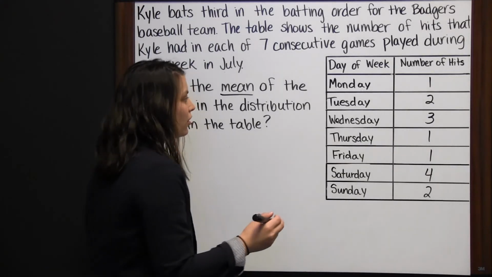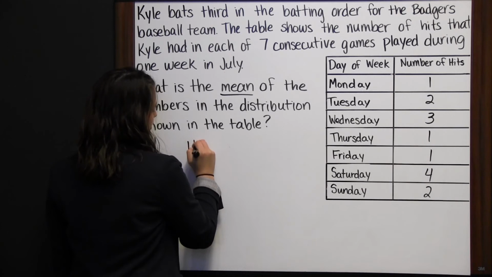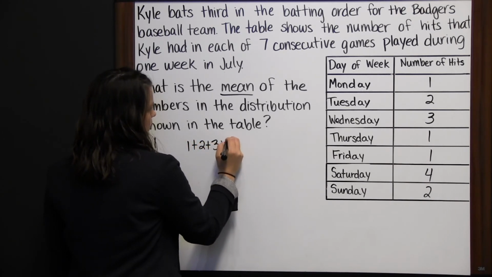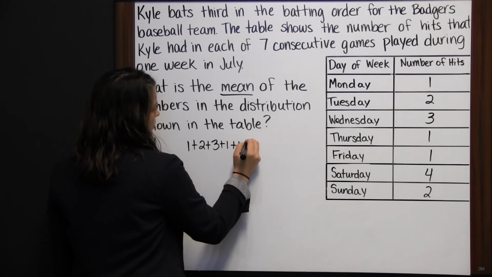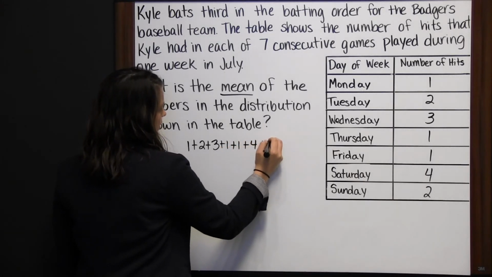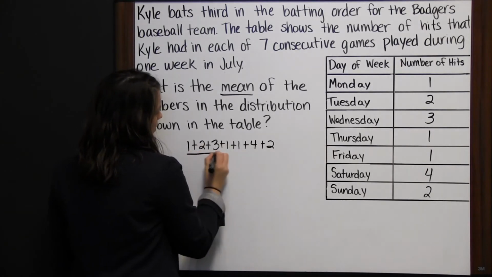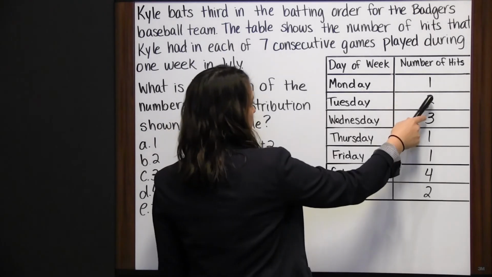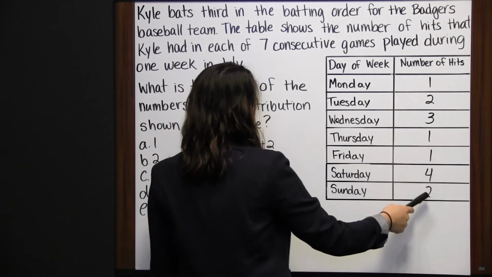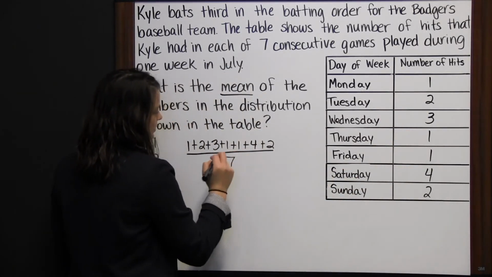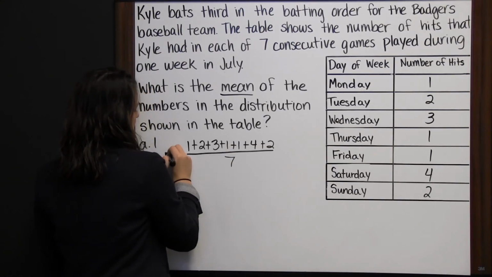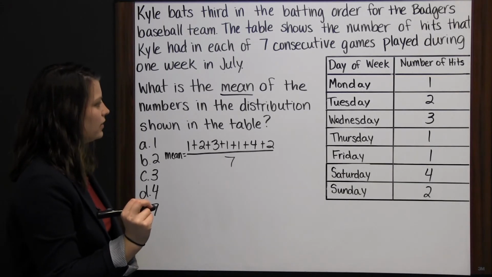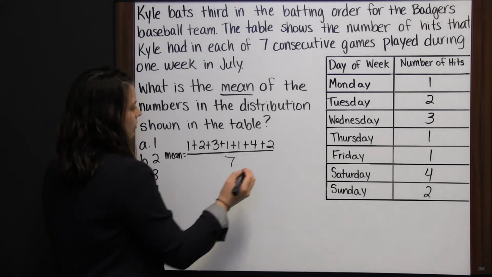So first we'll add all the numbers together. 1 plus 2 plus 3 plus 1 plus 1 plus 4 plus 2. Then we divide by the number of numbers there are, which is 1, 2, 3, 4, 5, 6, 7. So we divide by 7. And again, this is how we find the mean. Add the numbers together and then divide by the number of numbers there are.